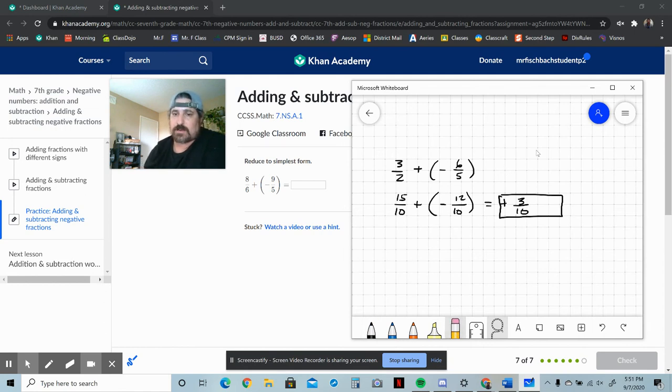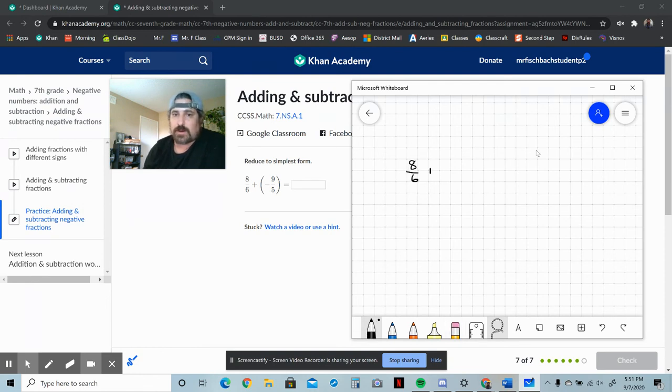The next one, we've got a situation here where we are going to do 8/6 plus negative 9/5. Once again, we have a positive added to a negative, so the signs are different. You're going to find the difference. This is 8/6, and we're adding to that negative 9/5. What can both fifths and sixths become? 30ths. So you're going to say if 6 times 5 is 30, 8 times 5 is 40. That's like 40 30ths plus. And then 5 times 6 is 30, and 9 times 6 is 54. So it's like negative 54 30ths.